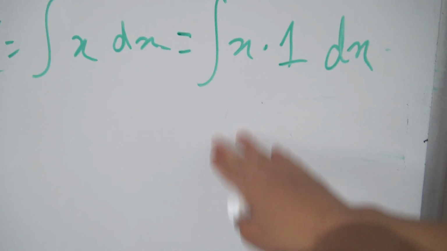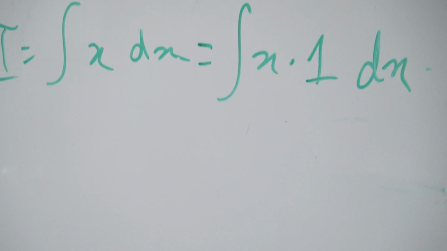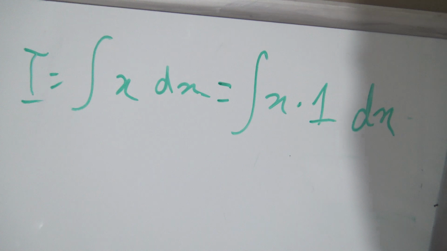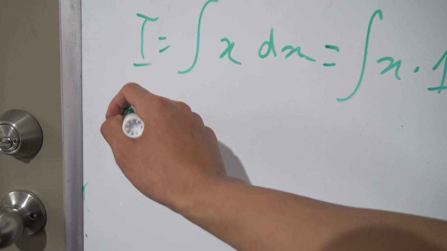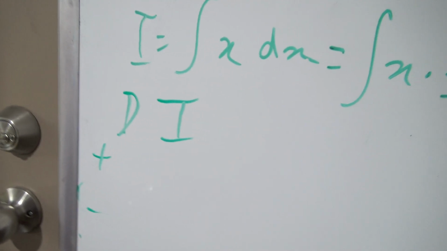Notice that we have two parts kind of. We have this x and this 1. So maybe it's a good idea to use integration by parts since we have two parts right here. So integration by parts, I'm going to be using the DI method for that. So I'm going to draw my DI table and my plus and minus on the side.